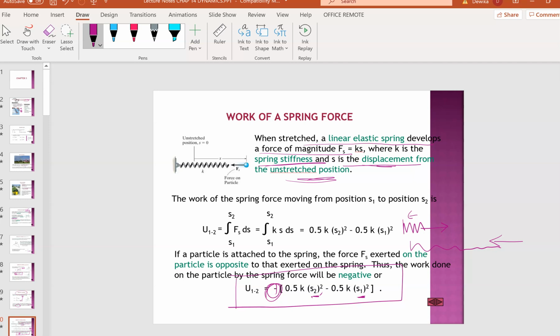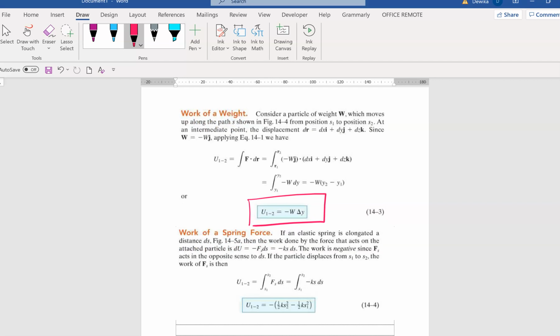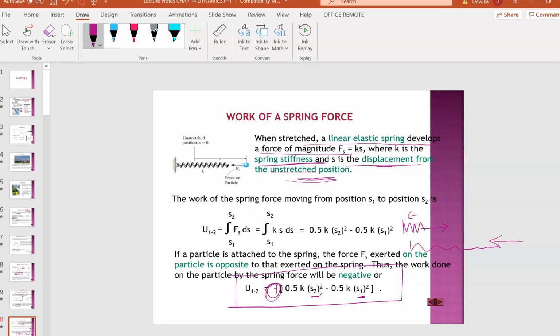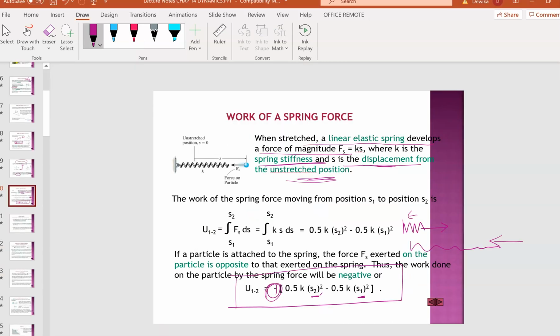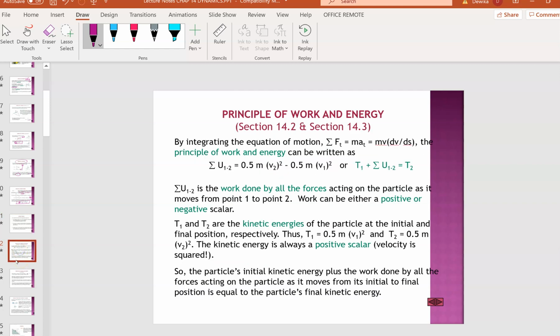So if you look at the summary that I have prepared, this is the box. All of this is actually available in the textbook. I've just snapped it from the textbook to share with you. This explains why it is negative, so you can just read it. Now, just to continue, spring forces, that's done. Principle of work and energy, you can just read it.